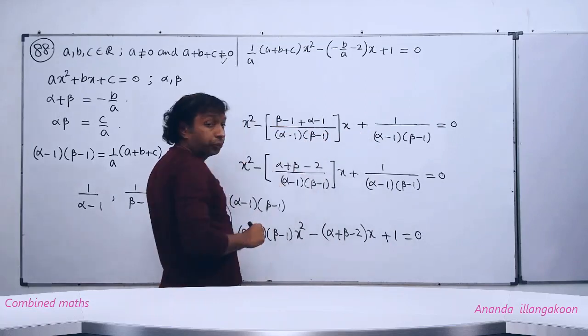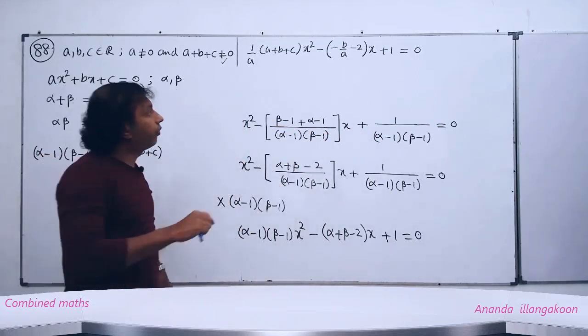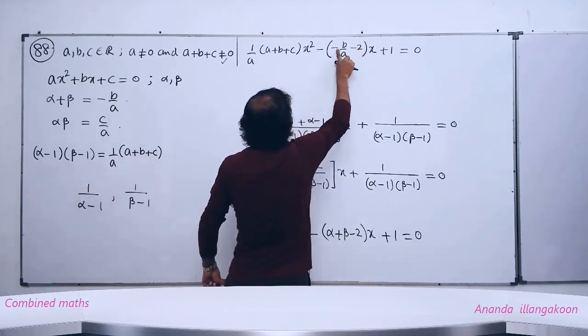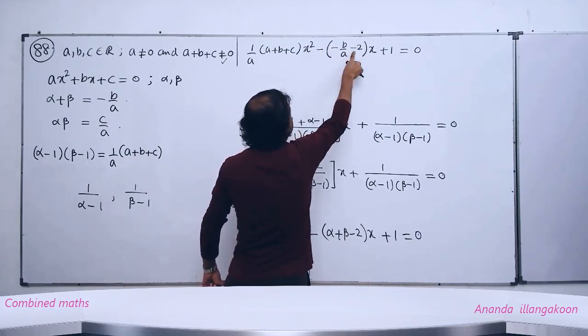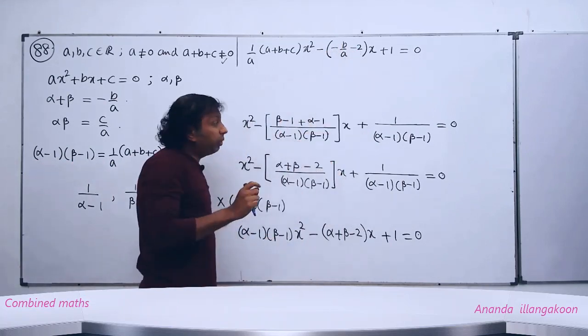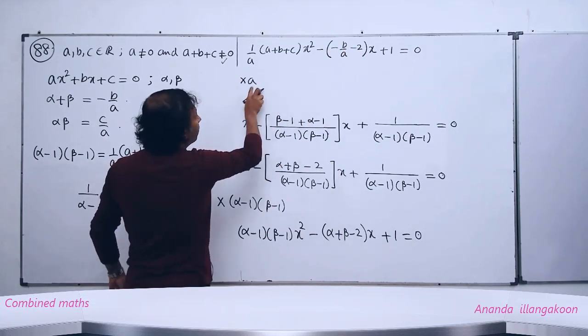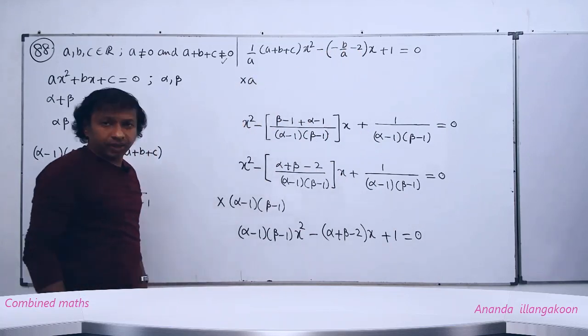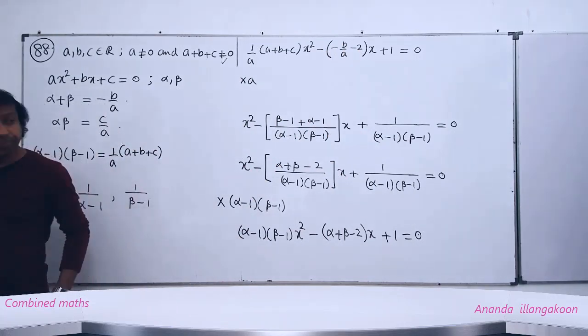I'm going to do 2 simplifications in one step. First, I take this minus sign out. Then with this minus sign, here will be plus. Then both this and this become plus b by a plus 2. Meantime, I multiply this equation both sides by a. Understand? All right. Do that simplification. Then you get this required answer.